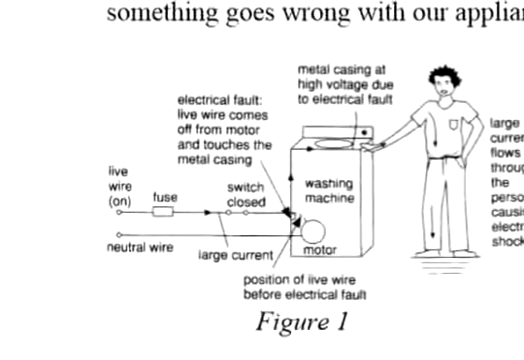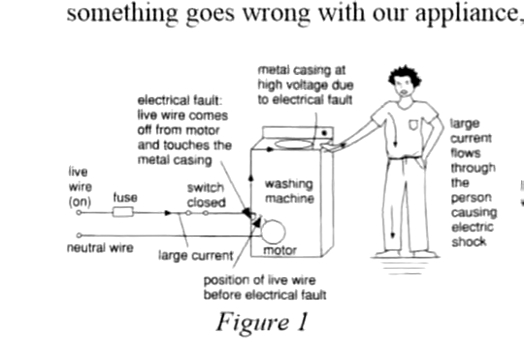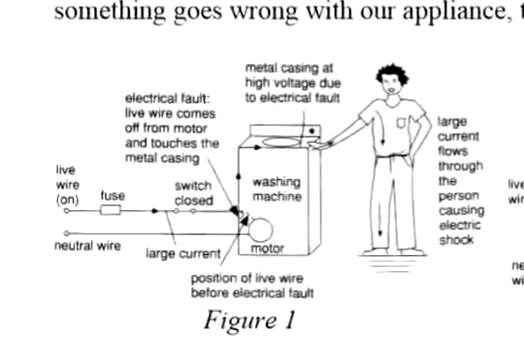Technically, every appliance only needs 2 wires. The earth wire is just a special feature to protect the user from getting an electric shock. How is that possible? Now as you can see here, we have a live wire. The fuse is correct, the switch is correct. So the current flows to the motor and goes back to the neutral wire.